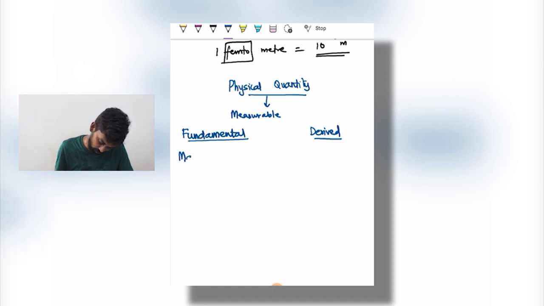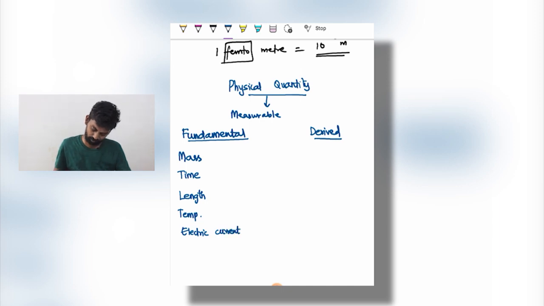First one is mass, then time, length, temperature, electric current, luminous intensity, and amount of substance.